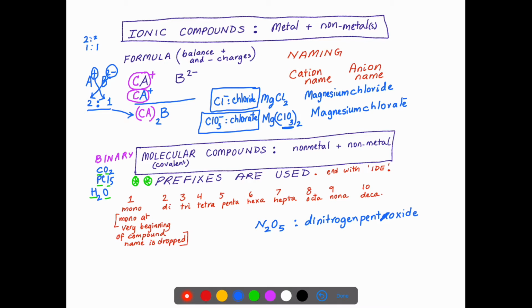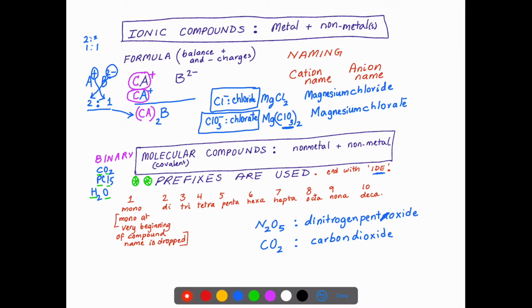Okay. Suppose you have this compound, CO2. This is again a molecular compound because it contains only nonmetals. So how would you name it? You have only 1 carbon, so it's mono, but mono is dropped if it comes at the very beginning of a name. So we can drop the mono, we can just say carbon. We have 2 oxygens, so it's going to be di. The name should end with "ide," like I said here. It's going to be dioxide.